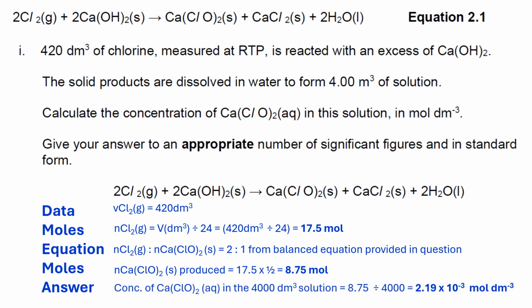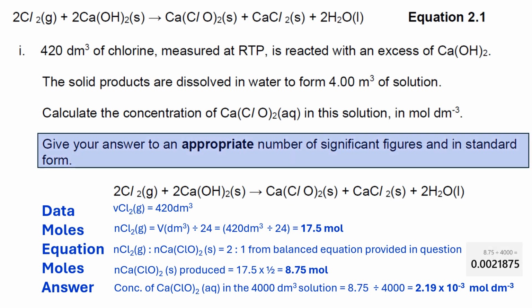To get my answer, which is the concentration, I rearrange n equals c times V to make c the subject this time. So my n is my 8.75 moles, and my V is my 4,000. So c equals n over V. And that gives me this number, 0.002187 from my calculator, which I need to convert to an appropriate number of significant figures, which we decided earlier was 3, and in standard form, so it's 2.19 times 10 to the -3 moles per decimeter cubed.